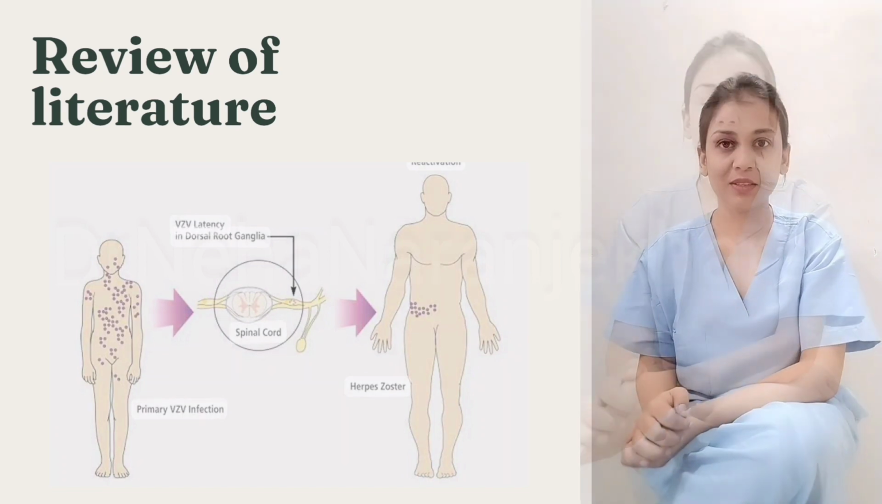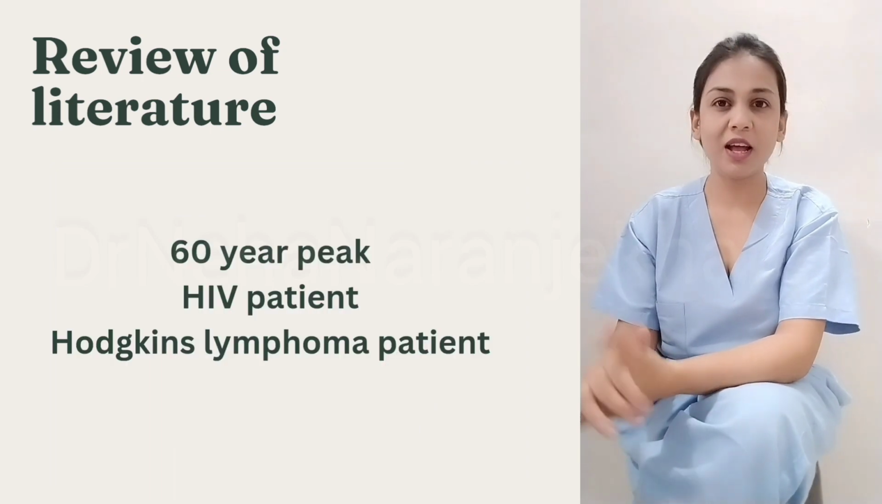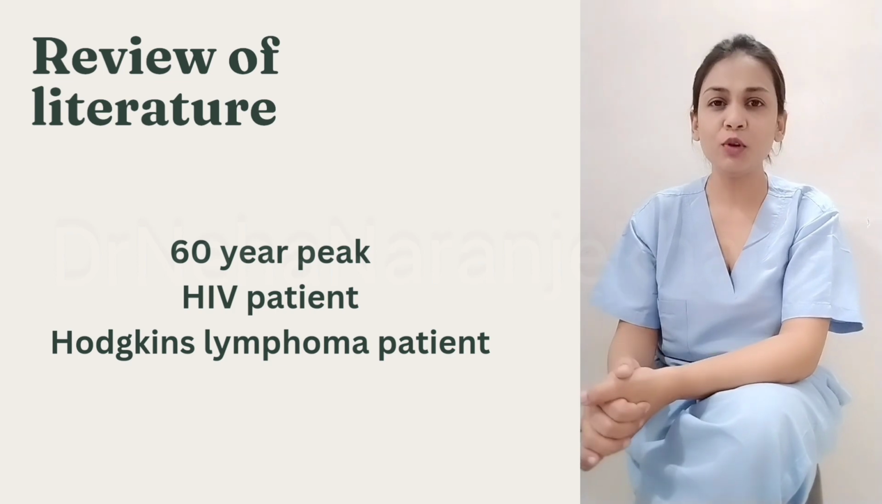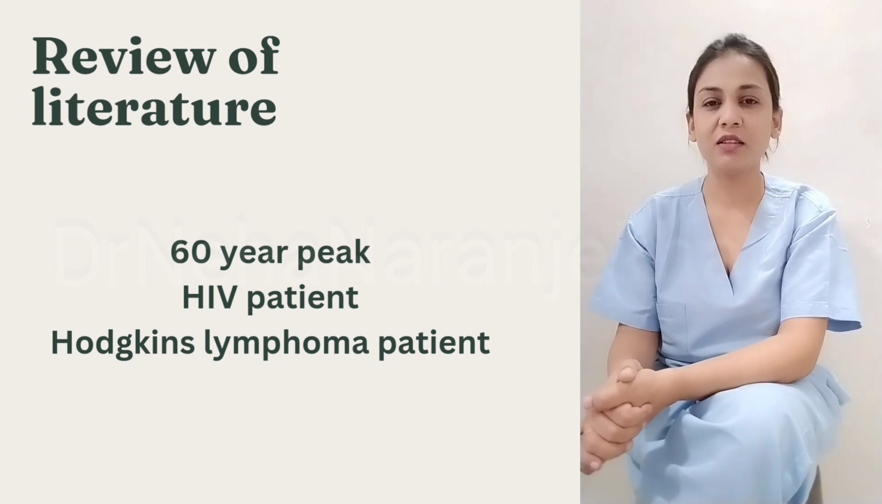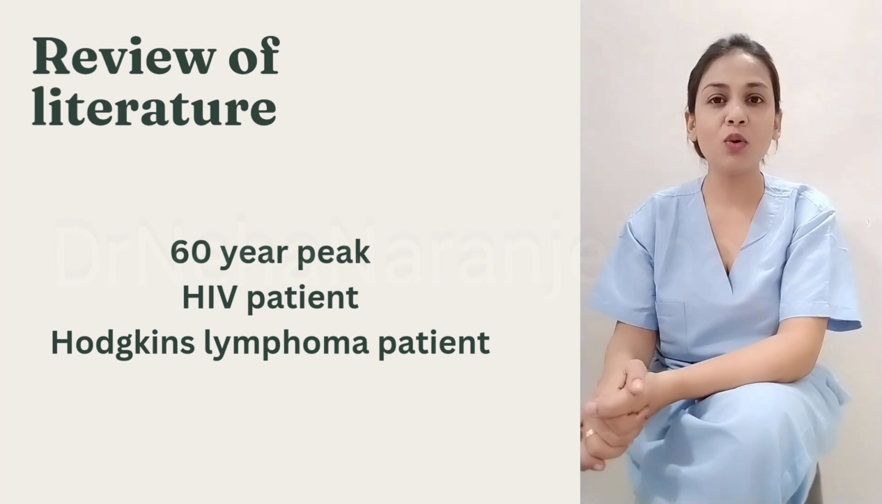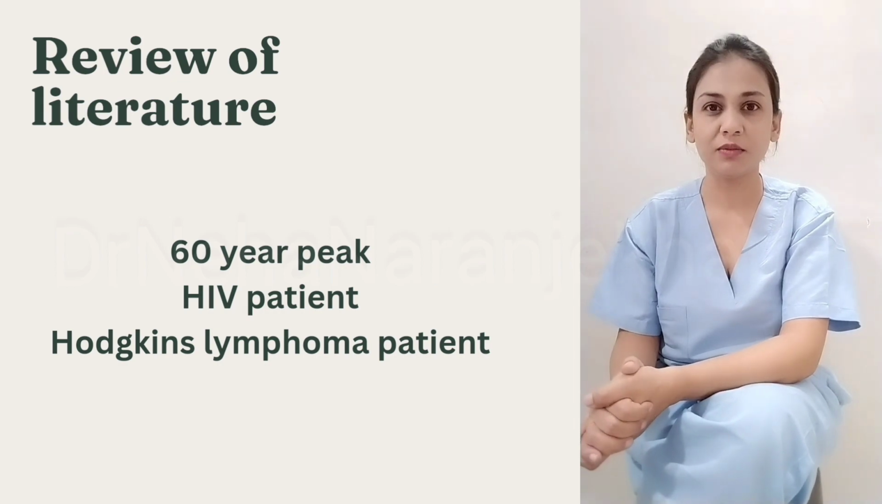and that is why it is called zoster, because zoster signifies belt or girdle. Now, talking about occurrence, zoster usually affects individuals older than 45 years, with the mean occurrence at 60 years. Immunocompromised states like HIV have 15 times higher susceptibility towards zoster. Also, 25% of cases of Hodgkin's lymphoma develop herpes zoster.